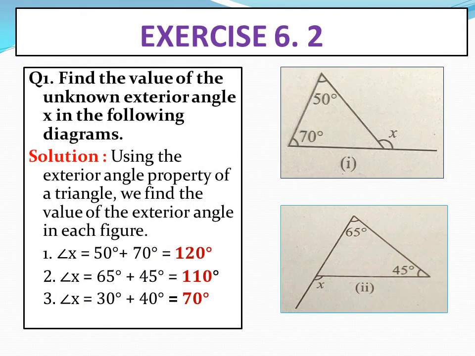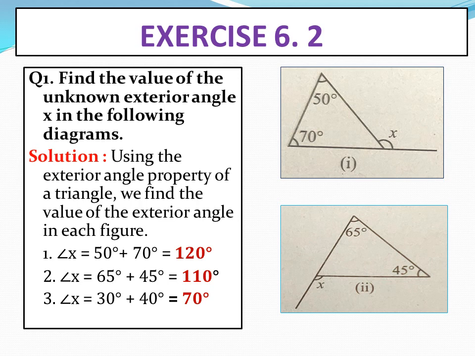Okay children, now let's start exercise 6.2. Question number 1. Find the value of the unknown exterior angle x in the following diagrams. Listen children, I have given the diagram on the screen. Please have a look on the diagram, then only you will understand. In the first diagram you can see that here we have to find the value of the exterior angle. Two interior opposite angles are given. By using these values, we have to find the measure of the exterior angle.